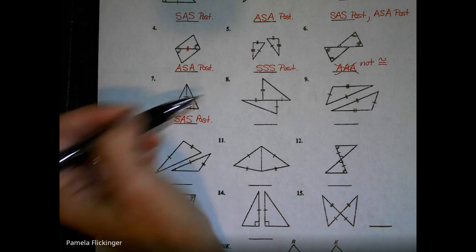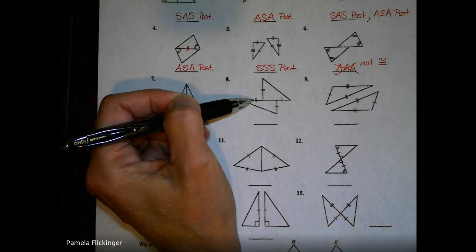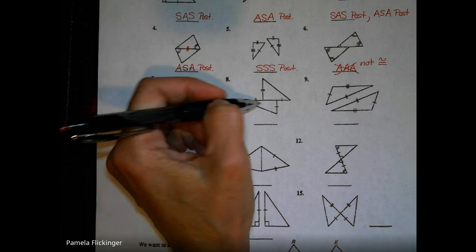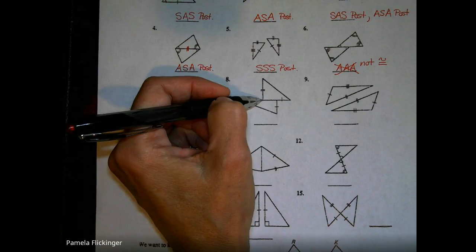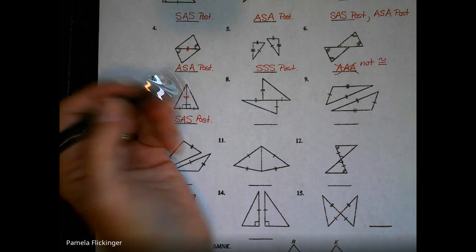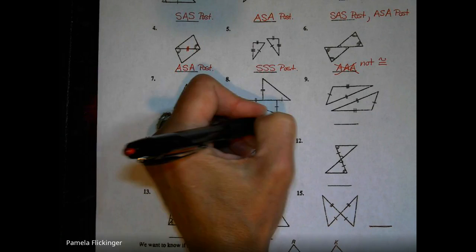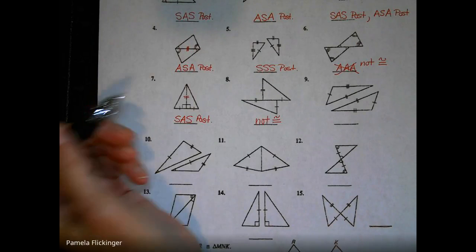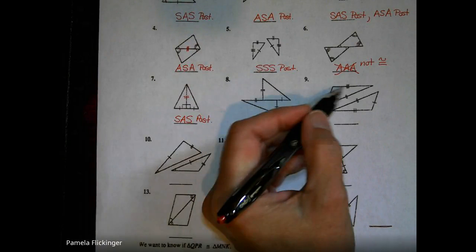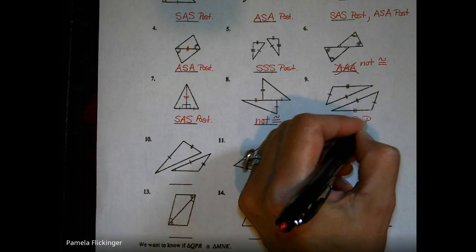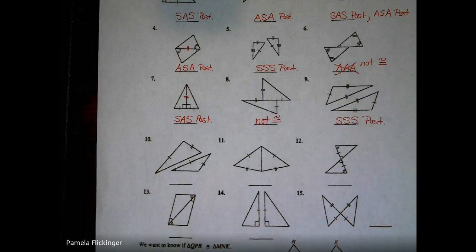Number 8, we've got 2 things marked. So we need a third, but they do not share an entire side. So we can't mark that. And they don't have vertical angles. So there's not enough information here. These are not going to be congruent. Number 9, we got 3 side marks on each one. So that's your side, side, side postulate.